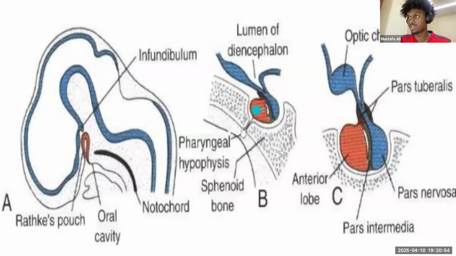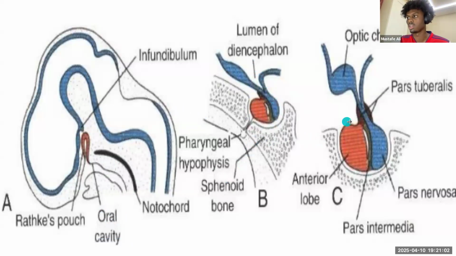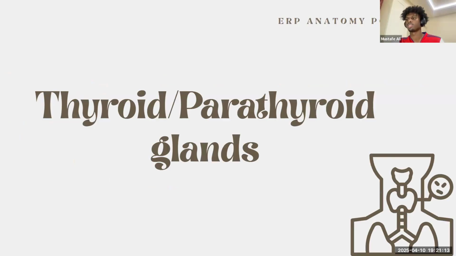The anterior pituitary gland is formed by the oral ectoderm, whilst the posterior pituitary gland is formed by the diencephalon, which is part of the brain. And that's why we call it the neurohypophysis. So this is just a pure recall question, nothing to think about too much. But let's move on. Now for the third lecture, thyroid and the parathyroid gland.